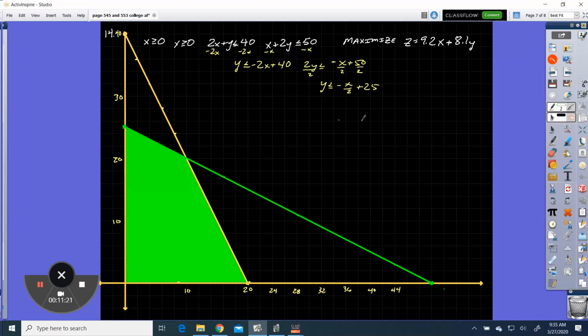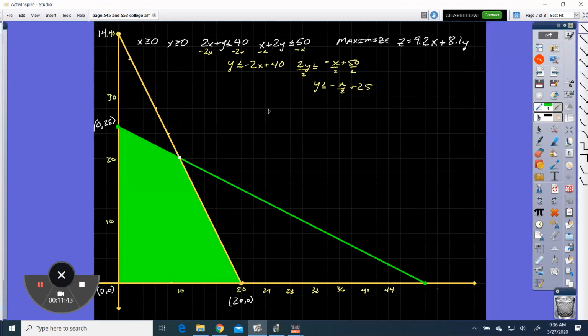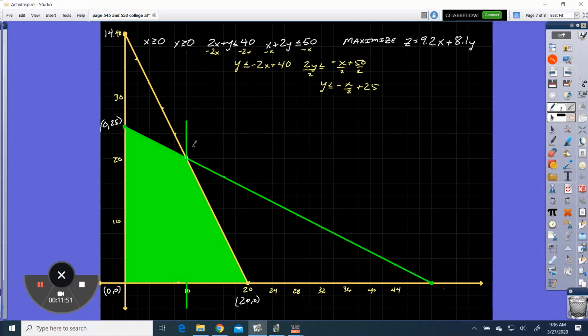So this vertex right here, x is 0, y is 25. This vertex down here is 0, 0. And this vertex, x is 20, y is 0. And now we have this one. That looks like it's on 20. Having a hard time figuring out that one for sure. Don't know why, but it's on 10. So 20, and so x is 10, y is 20. So I have 4 vertices. So 4 vertices is the correct way.